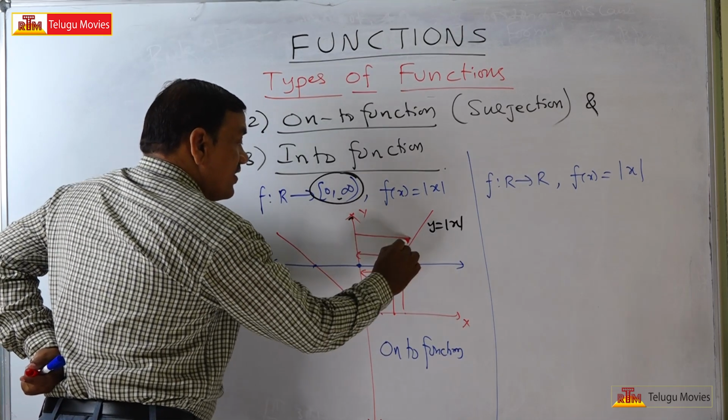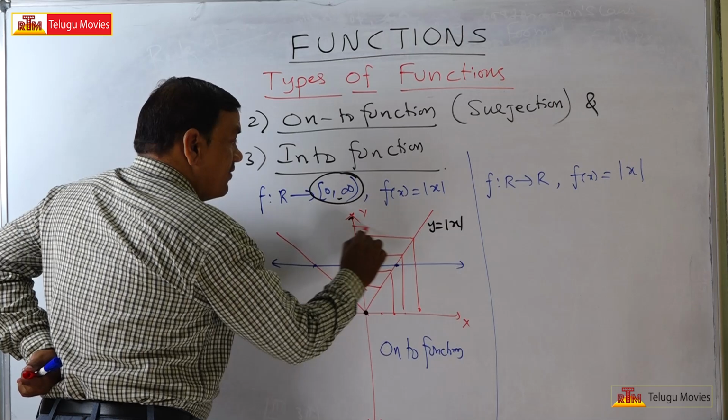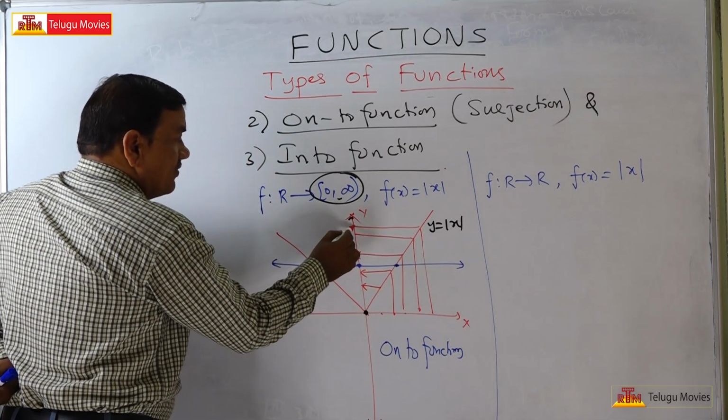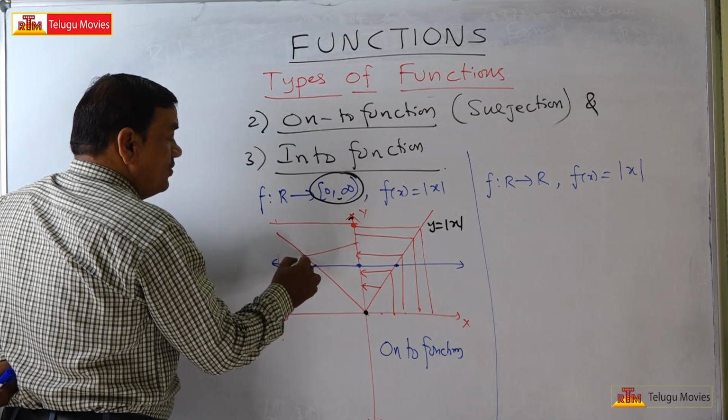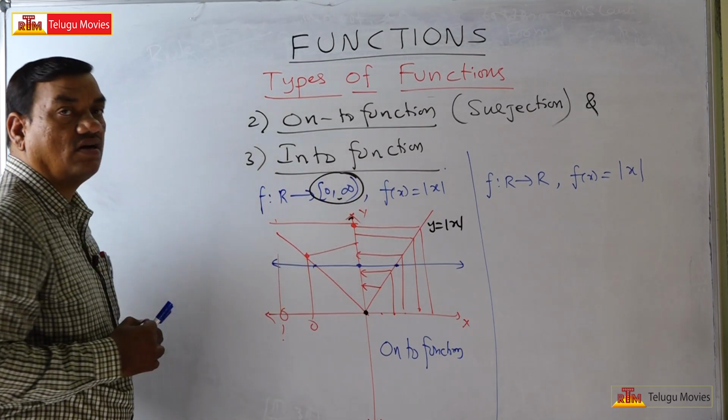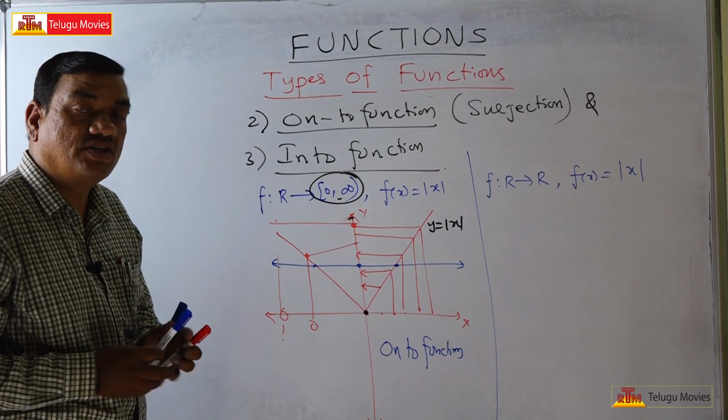That means for every y value, you are getting an x value. For every y value, you are getting an x value here. That's all. Therefore, it is an onto function.